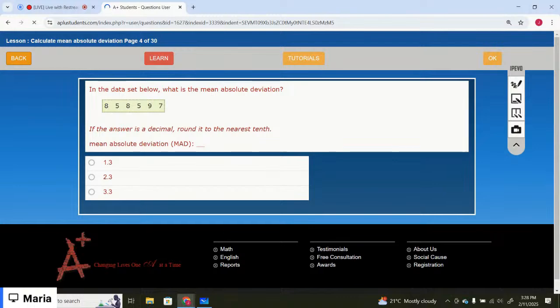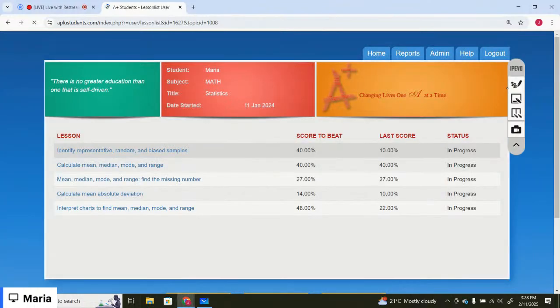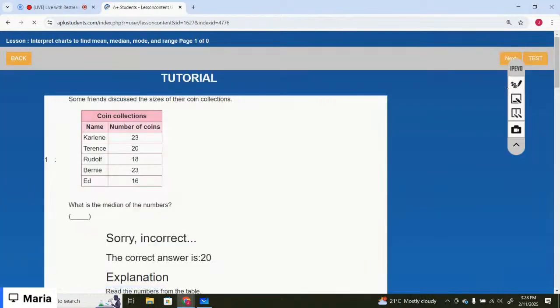Okay, you can complete the lesson by yourself later today. Let's just move on to the next lesson: interpret charts to find mean, median, mode, and range.